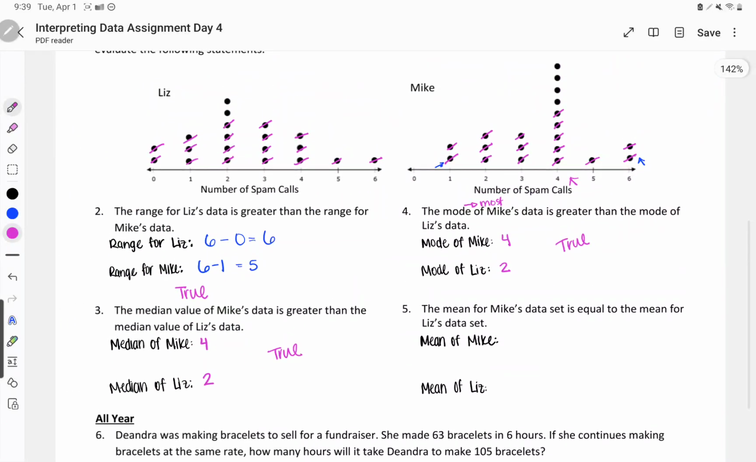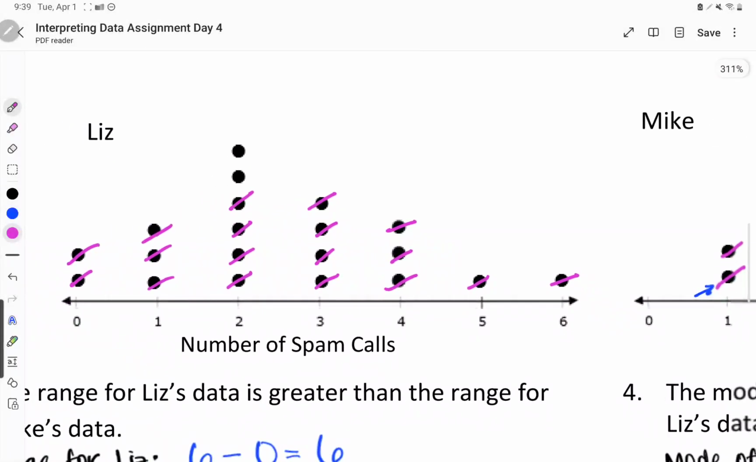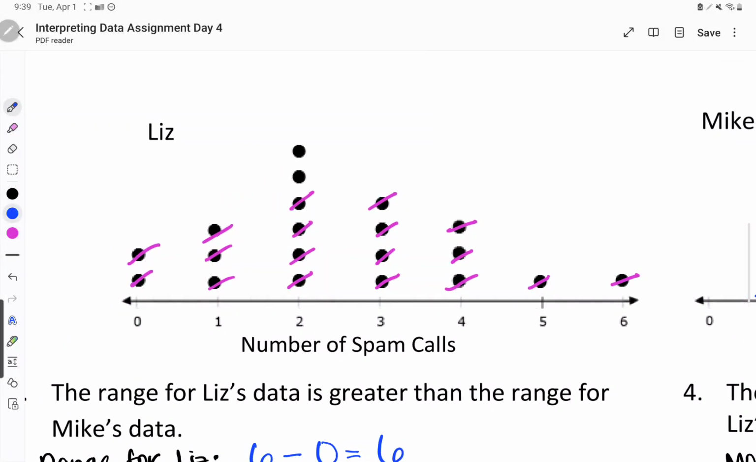And then we have the mean for Mike's data is equal to the mean for Liz's data. So remember, how do you find the mean? You go through and add up all of your numbers, and then you divide by the total number of dots. So here we have 0, 0, 1, 1, 1, 2, 2, 2, 2, 2, 2, 3, 3, 3, 3, 4, 4, 4, 5, and 6. And what would I do with all of those numbers?